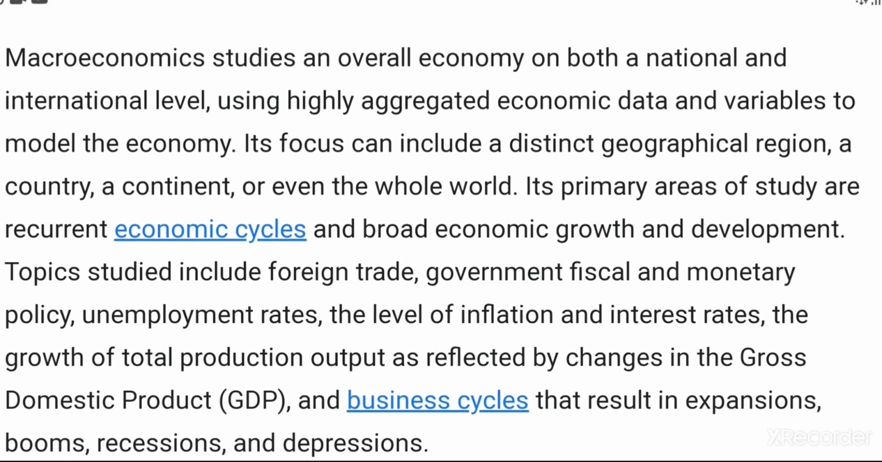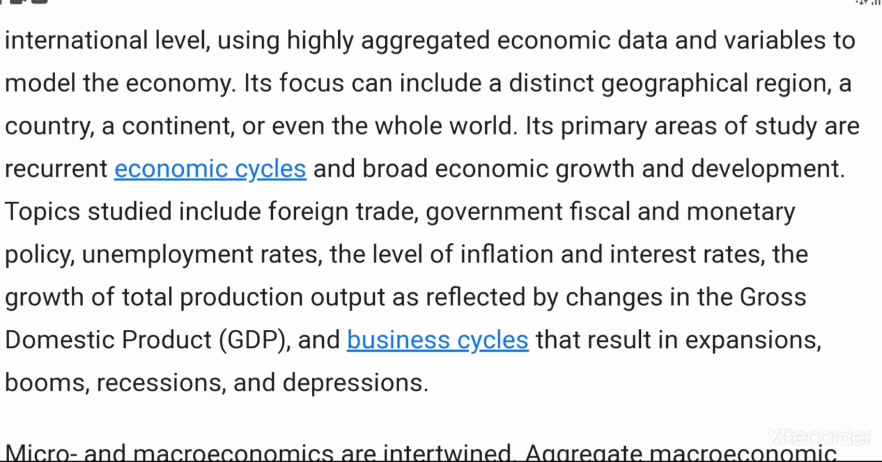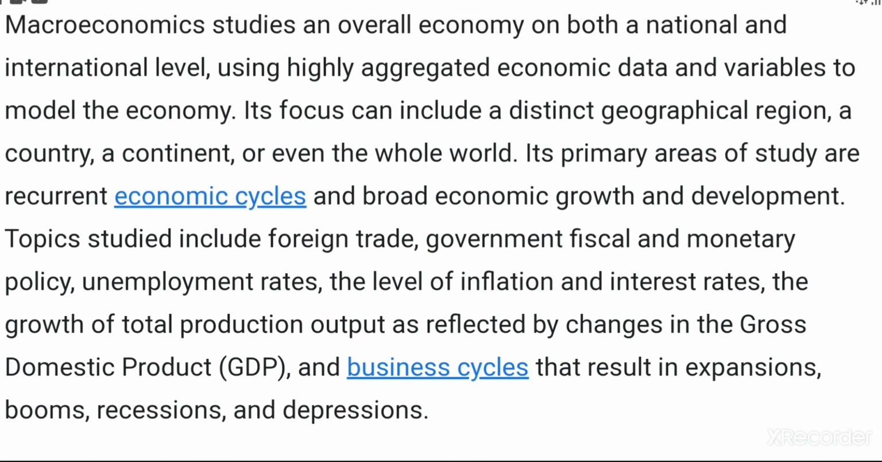Macroeconomics. Macroeconomics studies an overall economy on both a national and international level, using highly aggregated economic data and variables to model and theorize the economy. Its focus can include a distinct geographical region, a country, a continent, or even the whole world. Its primary areas of study are recurrent economic cycles and broad economic growth and development.